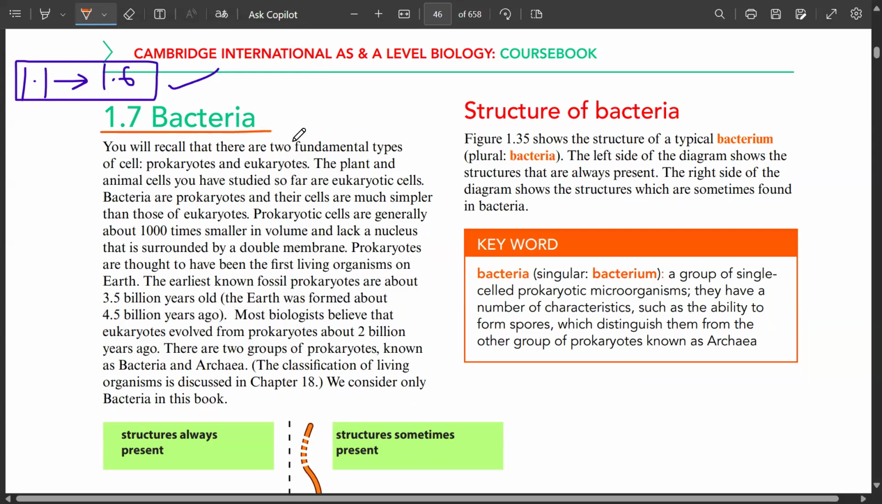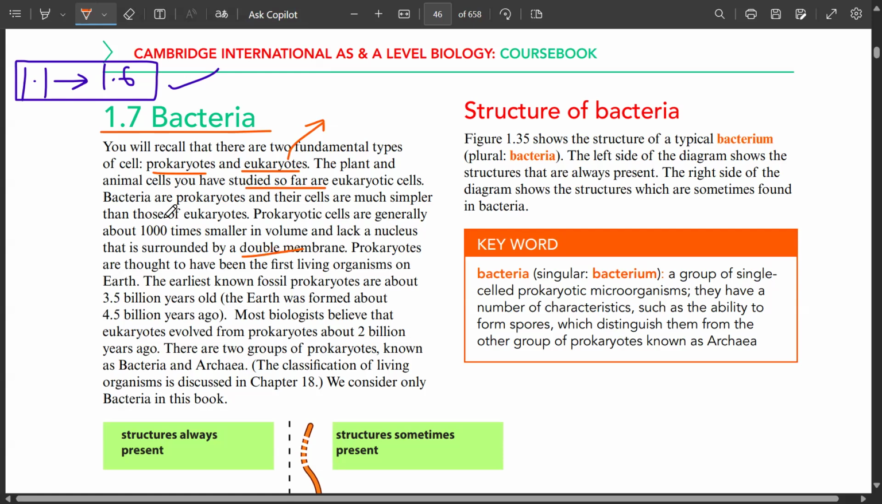You will recall that there are two fundamental types of cells, prokaryotes and eukaryotes. Give me examples of eukaryotes first. Plants and animals, yeah, exactly. Prokaryotes, bacteria. The plants and animal cells you have studied so far are the eukaryotic cells. Bacteria are prokaryotes and their cells are much simpler than those of eukaryotes. Prokaryotic cells are generally about 1,000 times smaller in volume and lack a nucleus that is surrounded by a double membrane.